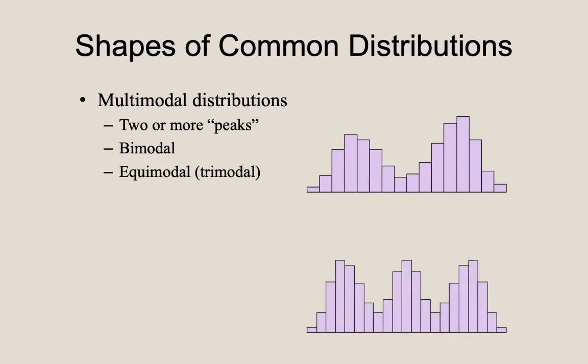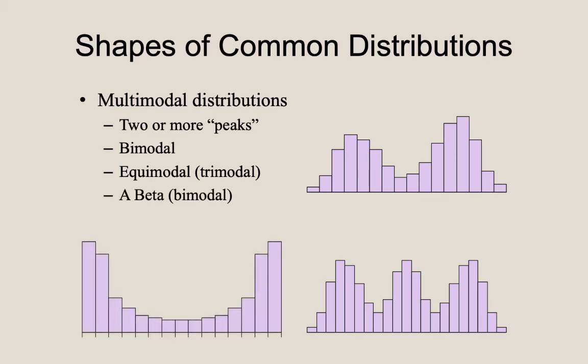The other example here is rather rare, but it shows a particular point. This is an equimodal trimodal distribution, a distribution with three modes, all of the same height. And this last option is an example of a beta distribution. Here we have a bimodal distribution, which appears equimodal, but the key feature is that the modes have been pushed to the extreme ends of the range of the distribution.